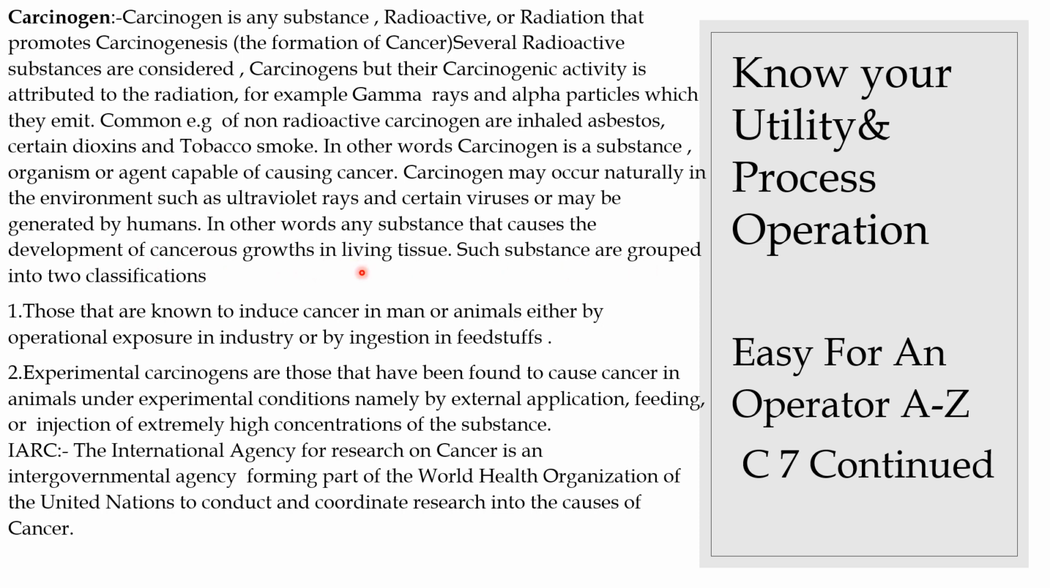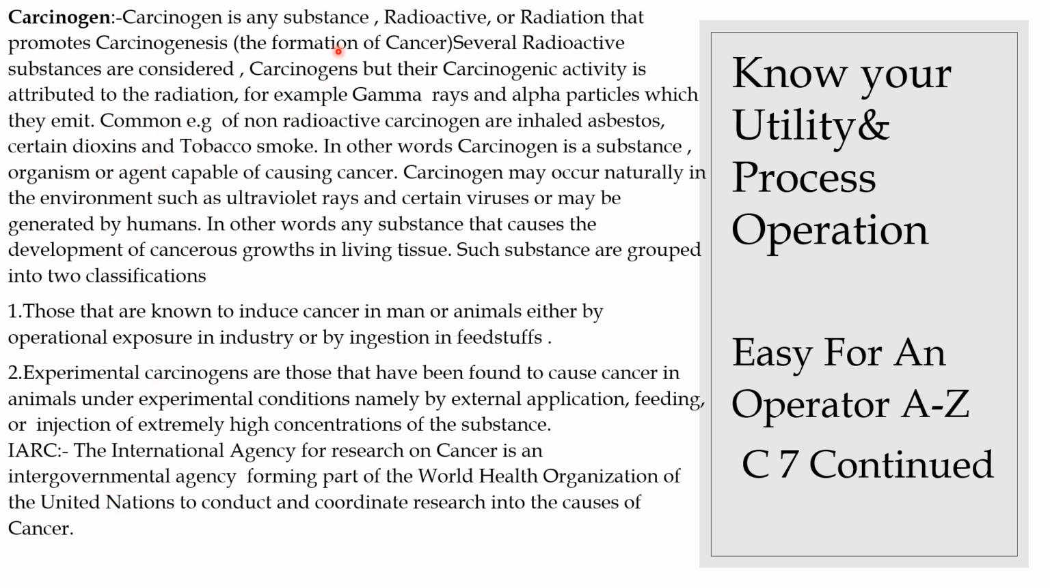Such substances are grouped into two classifications. First are those that are known to induce cancer in man or animals, either by operational exposure in industry or by ingestion in feedstuffs. Number two, experimental carcinogens, are those that have been found to cause cancer in animals under experimental conditions, namely by external application, feeding, or injection of extremely high concentrations of the substance.